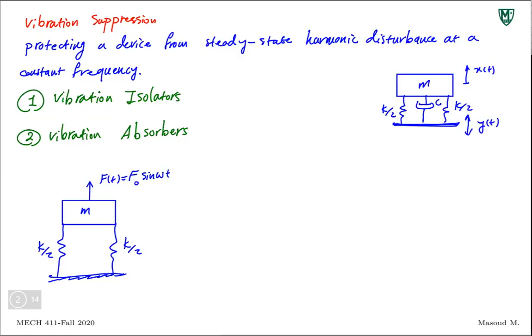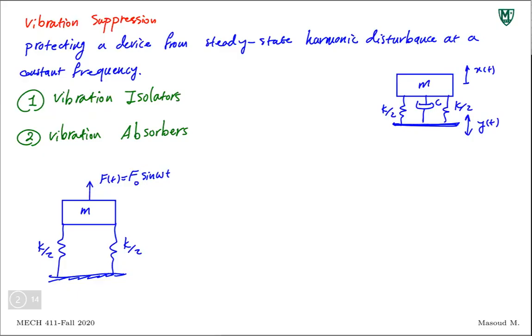We want to reduce the motion of this mass because of the force applied to it somehow. This force is applied, F naught sine omega t. Because of this force, this mass is going up and down, it's oscillating. What we want to do is absorb this motion, get rid of this motion. The force is there. We want to make sure that this mass does not move that much because of this force. How do we do it?